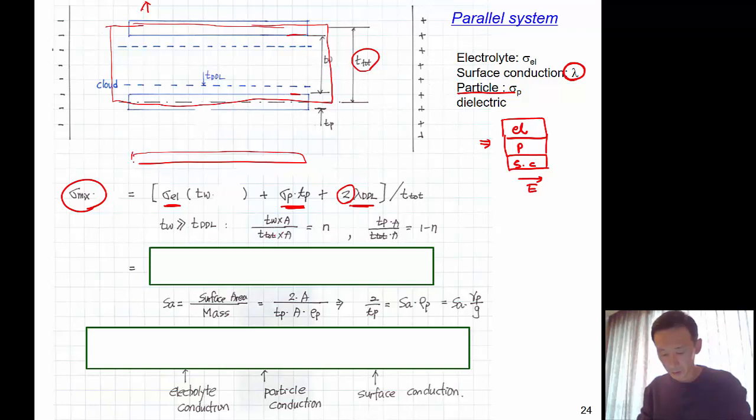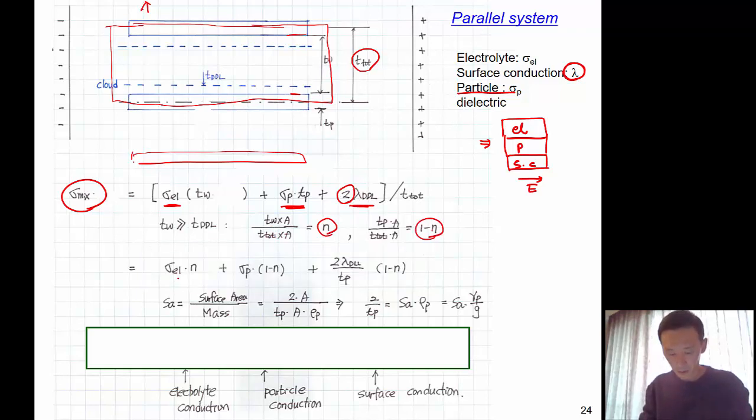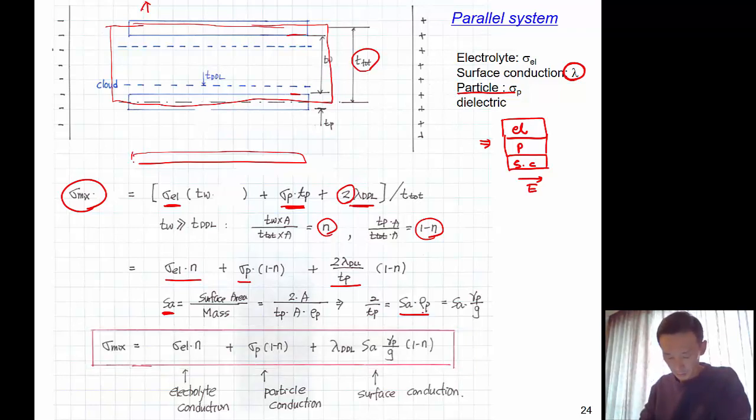The relative thickness to the total thickness can be expressed with the porosity. Now the mixture conductivity is electrolyte conductivity times porosity, plus the particle conductivity times 1 minus porosity, plus the surface conduction times 1 minus porosity, because it is developed by the particle. Here, this 2 over Tp, the particle thickness, can be replaced with the specific surface area. The specific surface area is the surface area divided by the mass, that's the definition of the specific surface area of the clay. Then 2 over Tp is the specific surface area times particle density.